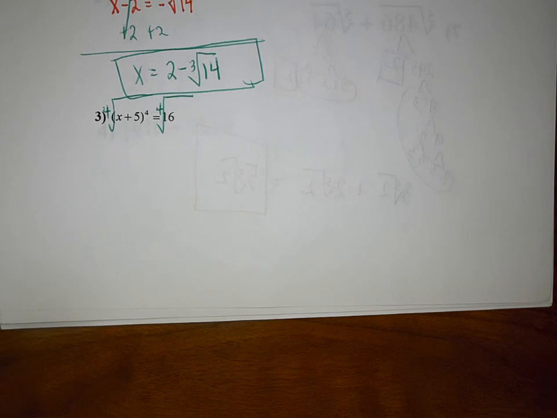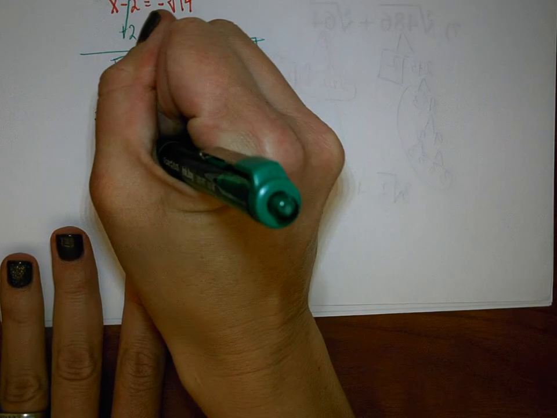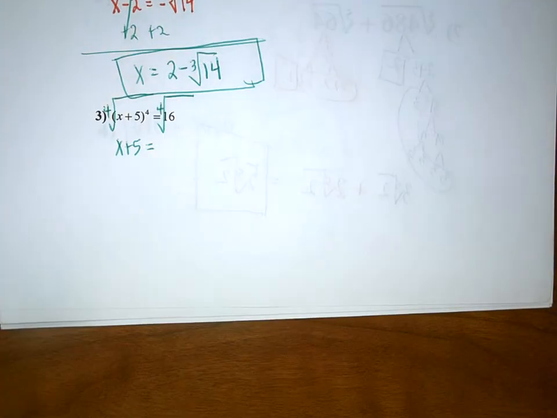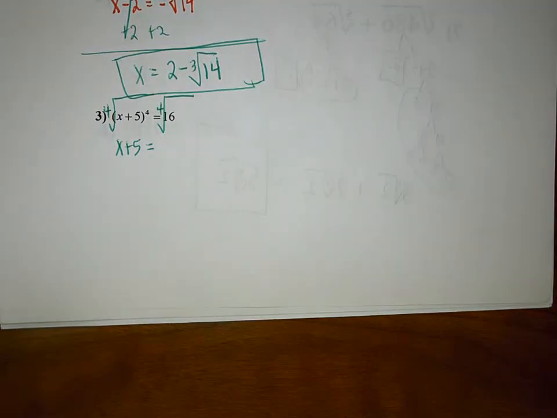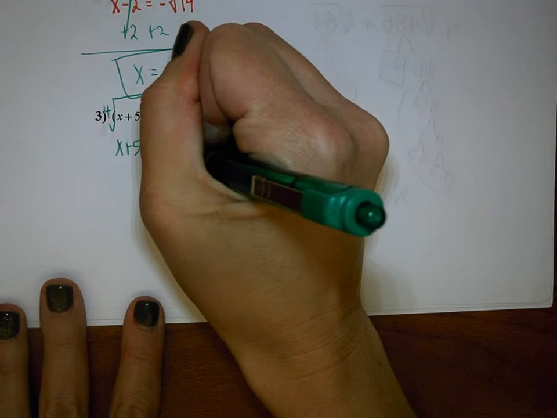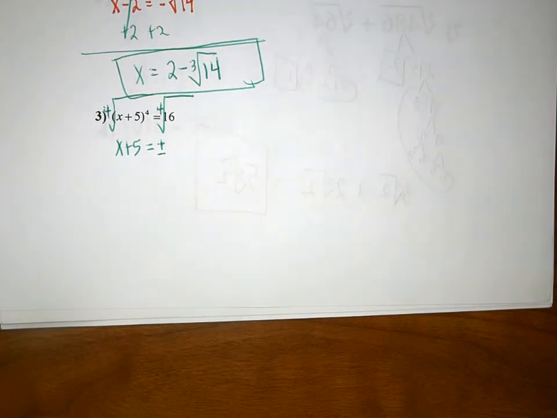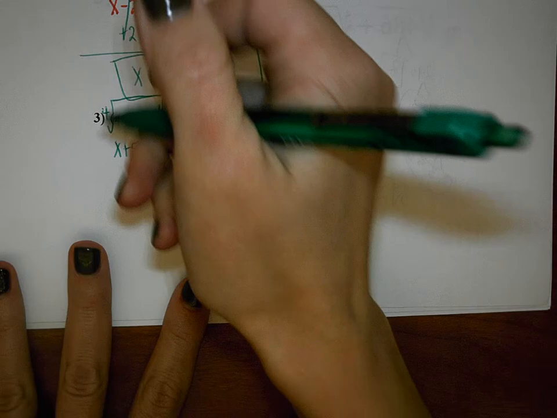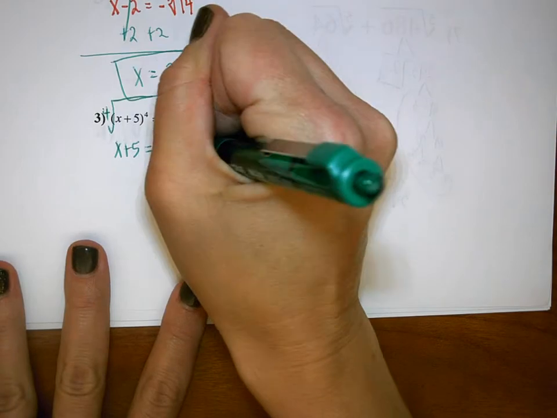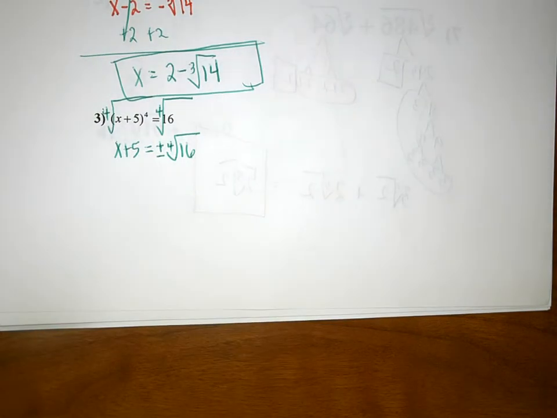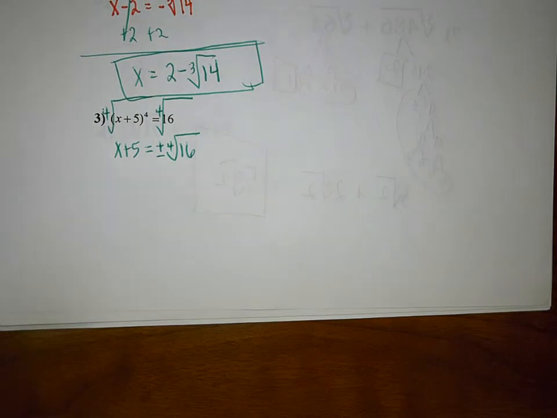Okay, my next step is what, Aaron? Let x plus 5 equal plus or minus the root of 16. Okay, I'll do that. Okay, next step. Lillian.